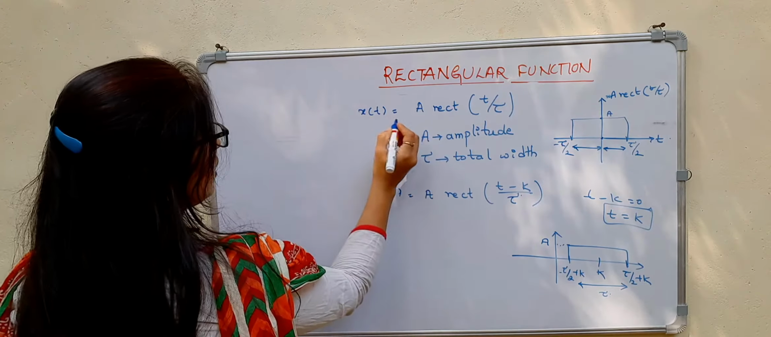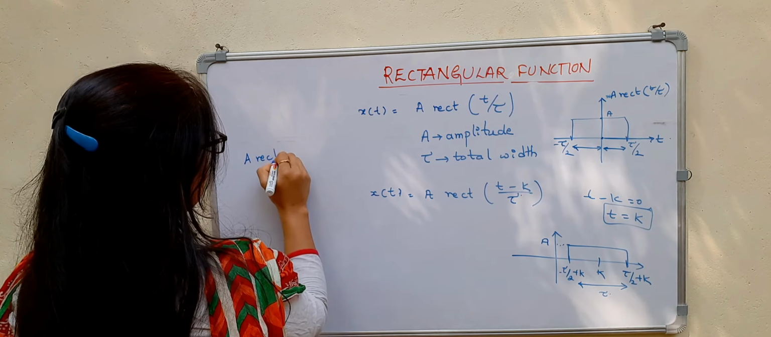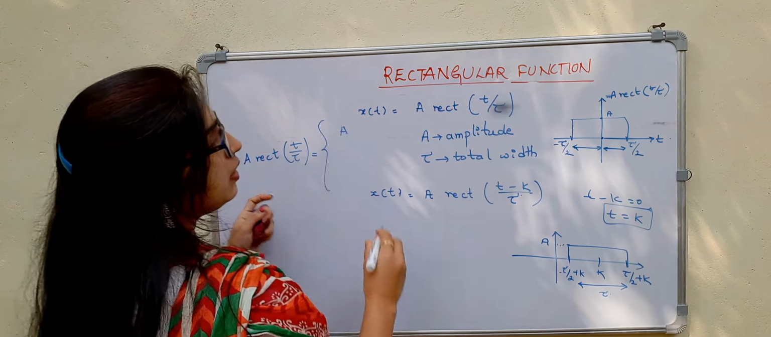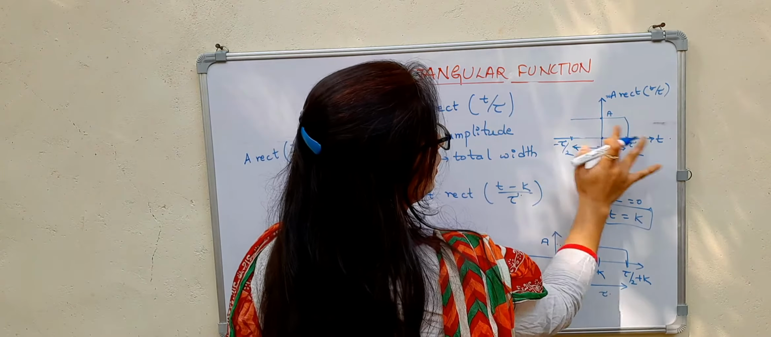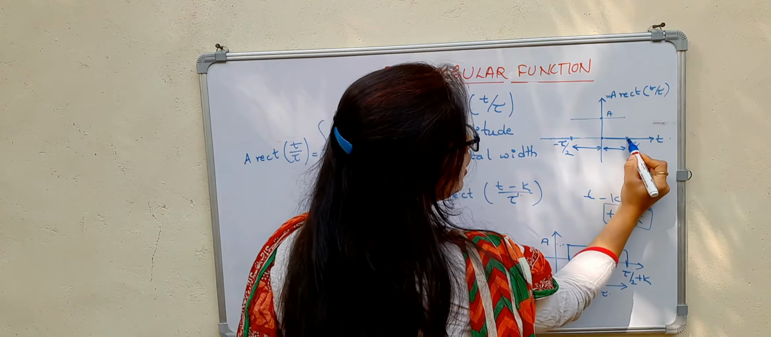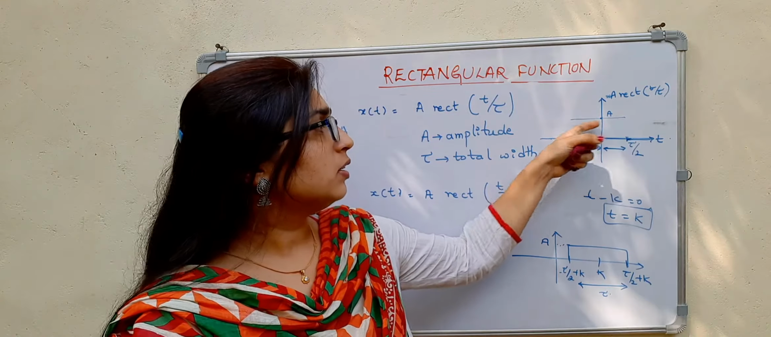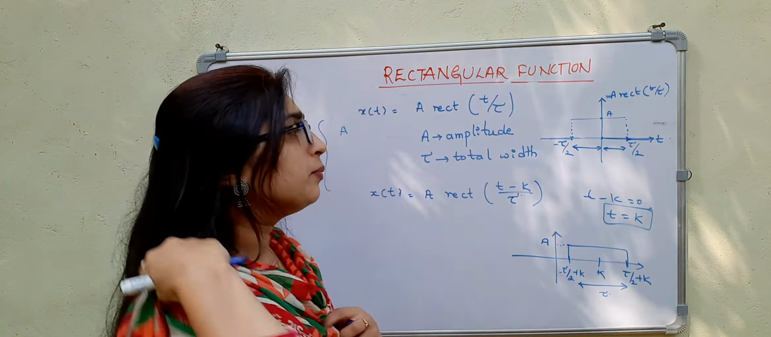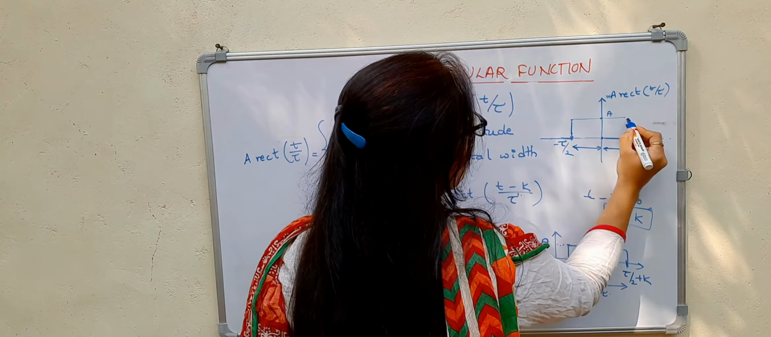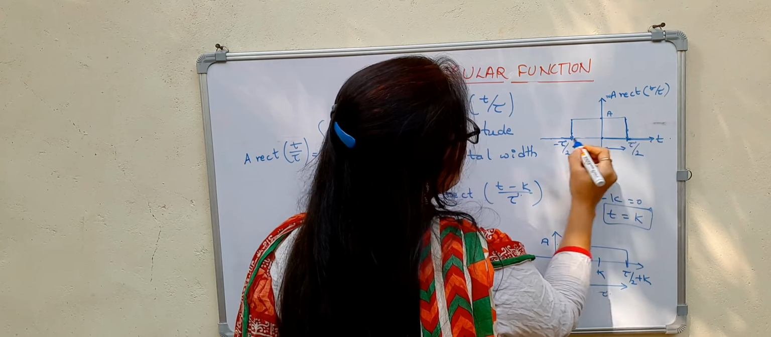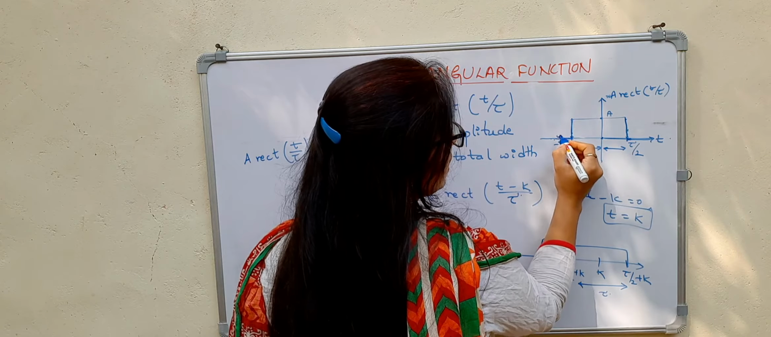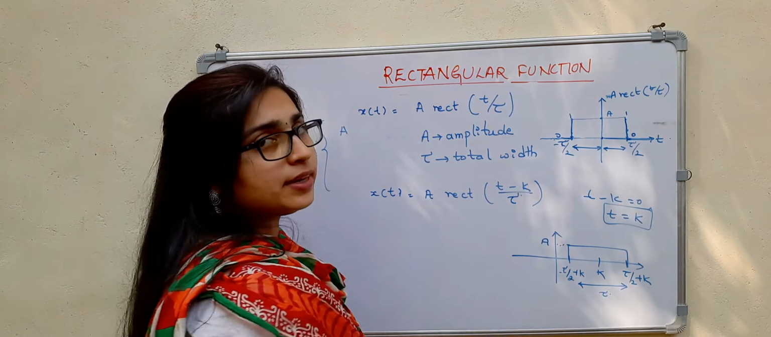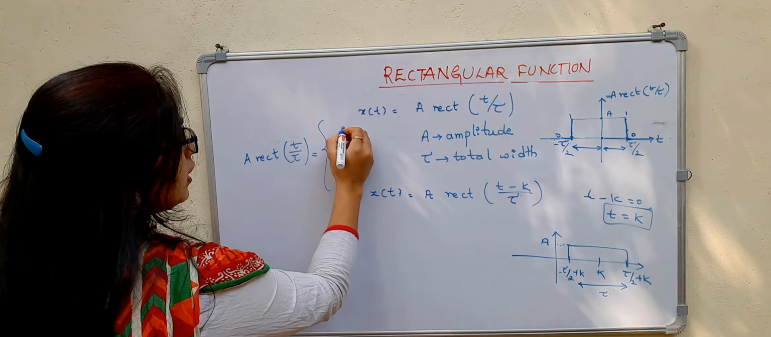Here, rect(t by tau) is equal to amplitude A. Actually it is like this. Here you have magnitude 0, here you have magnitude 0, and here you have the height of A. Here there is actually a discontinuity, and therefore this takes the form of a step. There is a transition from 0 to 1 here, and here a transition from 1 to 0. Actually there will be a discontinuity. Here it is equal to A.